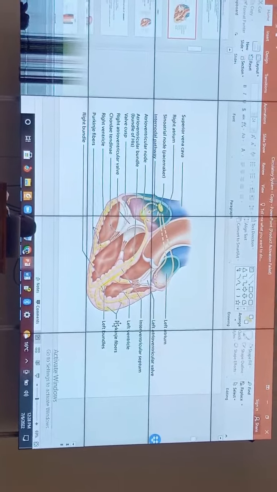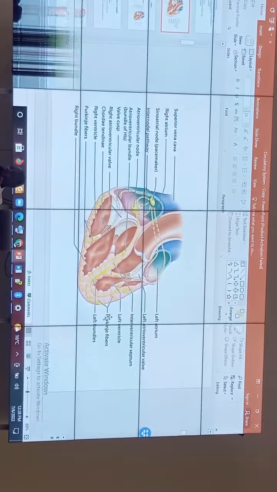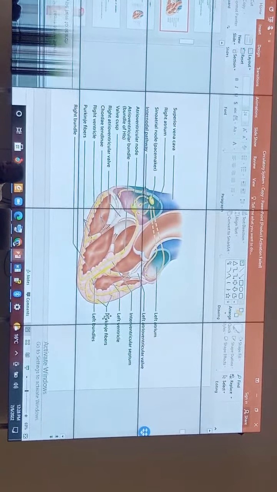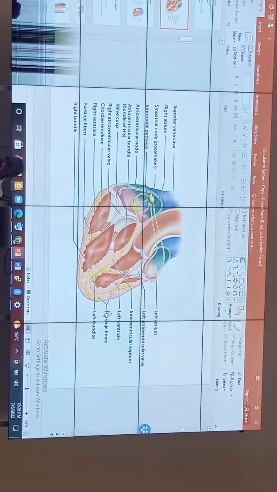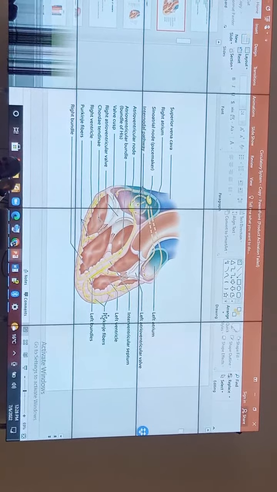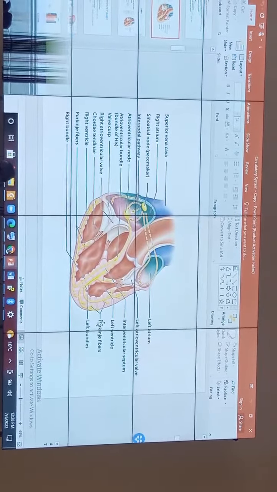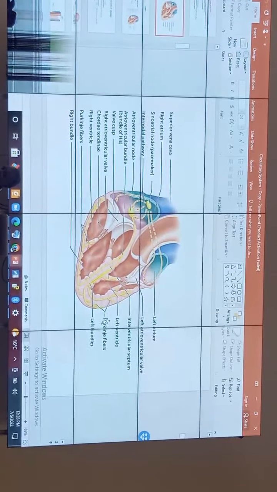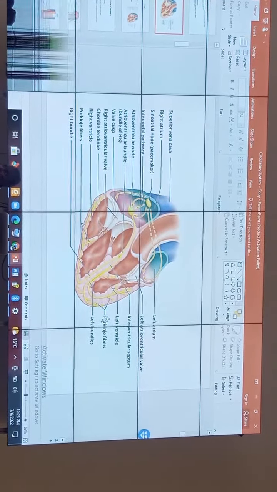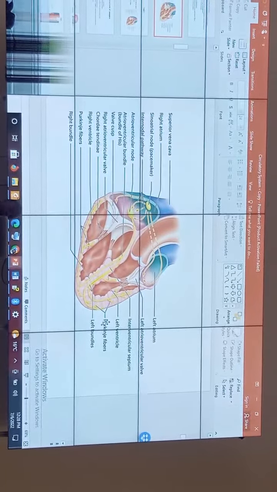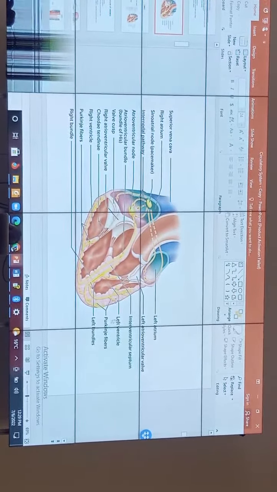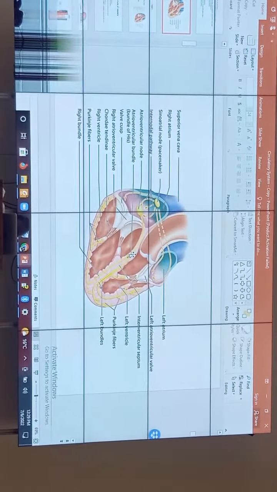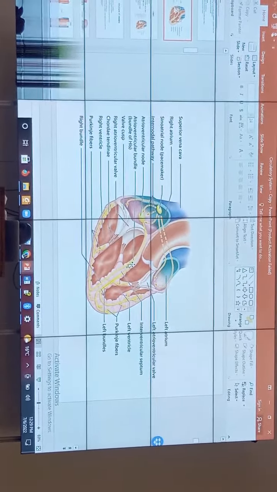I said all the components of the conducting system are made up of cardiac muscle cells, but special cardiac muscle cells that have an ability to do what? To generate impulses and also to conduct impulses. Is that clear? All right. So let's follow the bundle of His. So that's our bundle of His traversing through the interventricular septum.